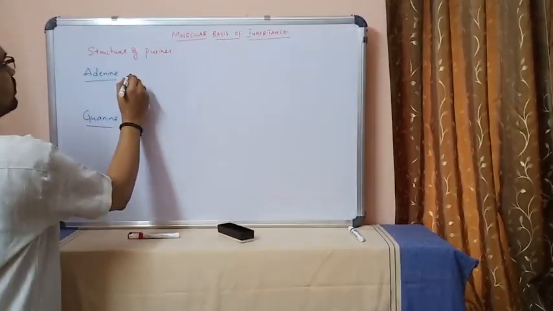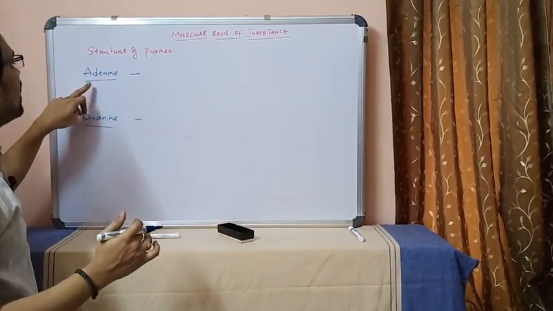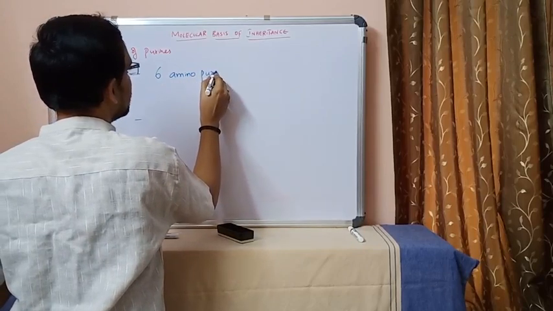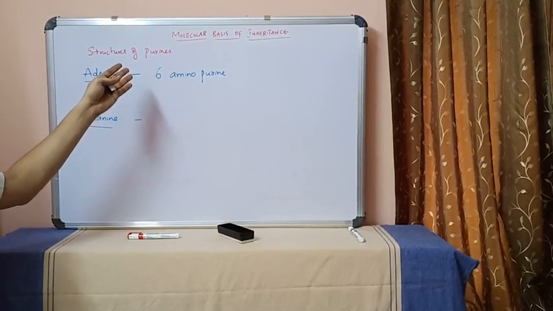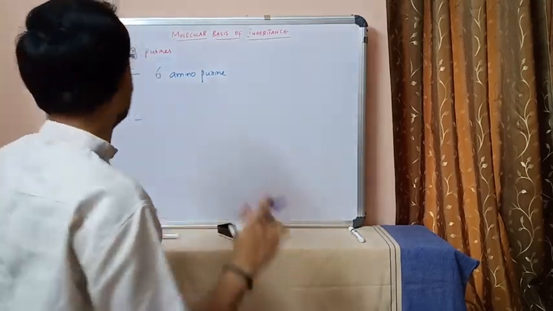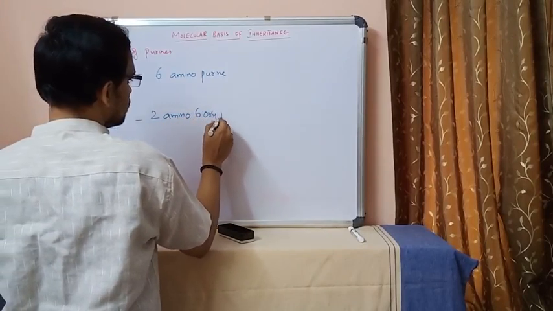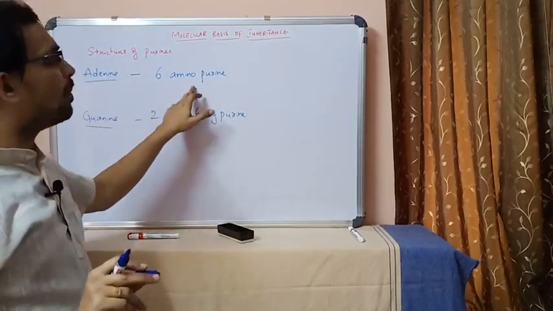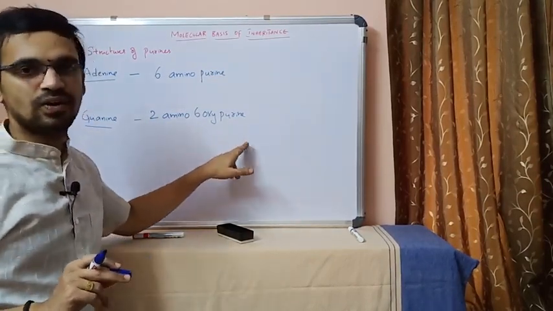So what is the chemical name of adenine? If you know the chemical name, it will be very easy to draw the structures. The chemical name of adenine is 6-amino purine. Now coming to the chemical name of guanine, 2-amino 6-oxypurine. So the chemical name of adenine is 6-amino purine. The chemical name of guanine is 2-amino 6-oxypurine.